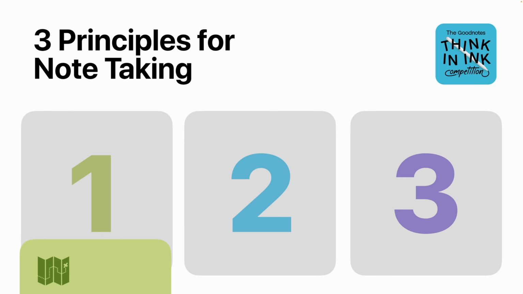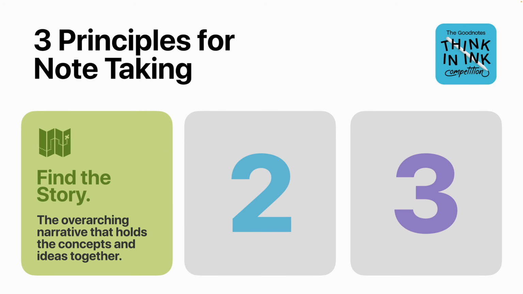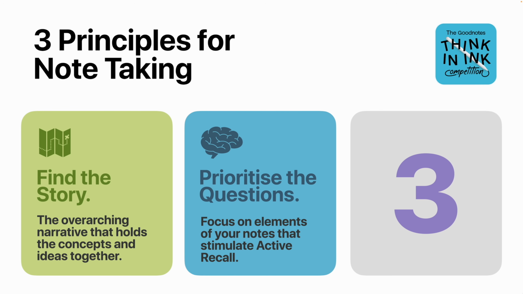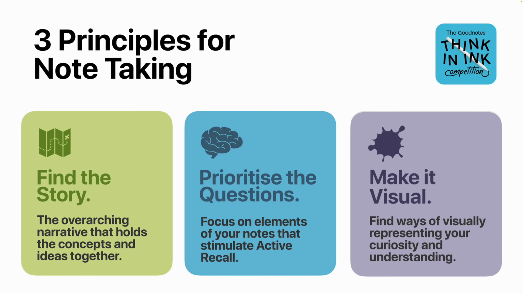And here they are. Firstly, it's about finding the story that holds together the ideas and concepts you want to communicate. Secondly, it's about prioritizing active recall. And by that, I don't mean memorizing the information or the answers. It's more about understanding that the questions you ask and the understanding that you gain along the way is more important than the answers. Finally, number 3, finding more visual ways of representing your understanding.